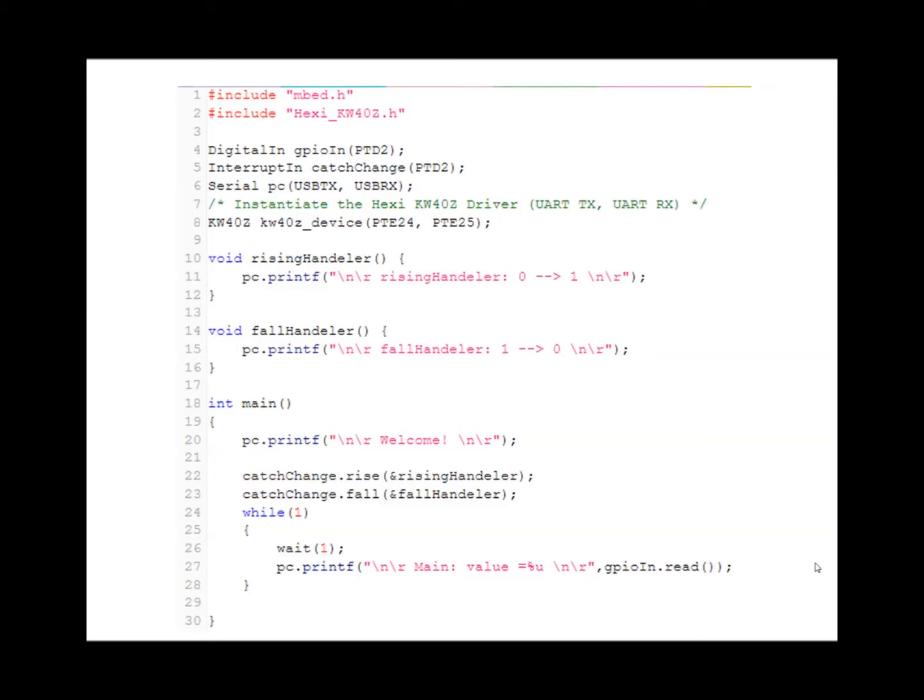Then let's go to the main loop. And the printf just welcome. Then catch change.rise and catch change.fall. What catch change, rise, and fall is doing is filling the vector with the addresses, right? So whenever rise happens, execute the rise handler. Whenever fall happens, execute the fall handler. So do you understand? Okay, can you summarize now what's the difference between fall and rise? How to use them?